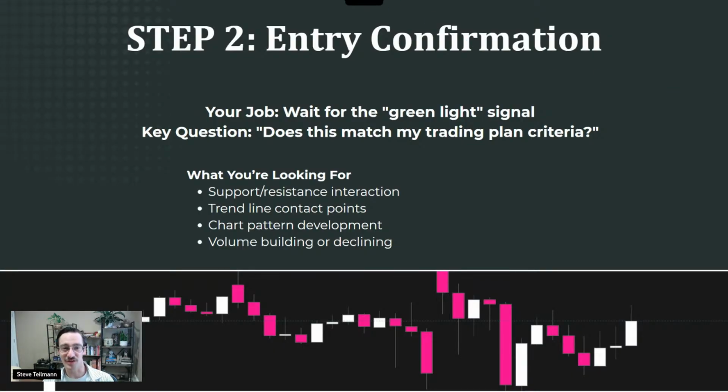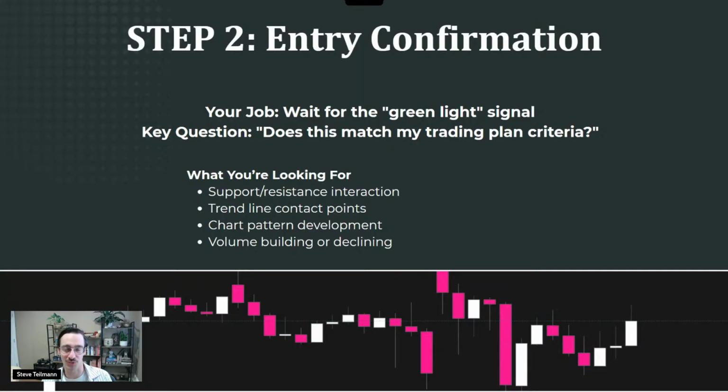So moving on to the entry confirmation. This is where your job is essentially to wait for that green light signal. So we have the setup. We've identified that it looks like a potential long. And now our job is to essentially pull the trigger here. So after we run through the steps, I'll pull up a trade that I took today, and we can talk about all these same things and put them into action.